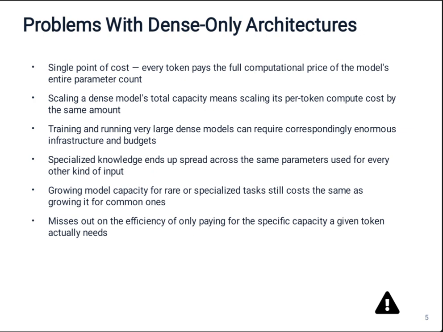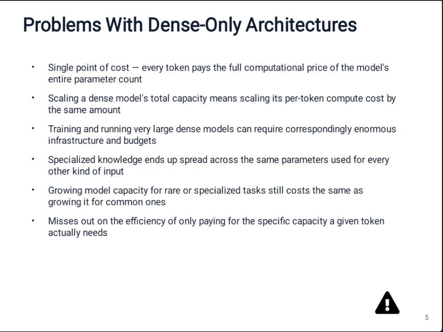Problems with dense-only architectures. Single point of cost: every token pays the full computational price of the model's entire parameter count. Scaling a dense model's total capacity means scaling its per token compute cost by the same amount. Training and running very large dense models can require correspondingly enormous infrastructure and budgets.